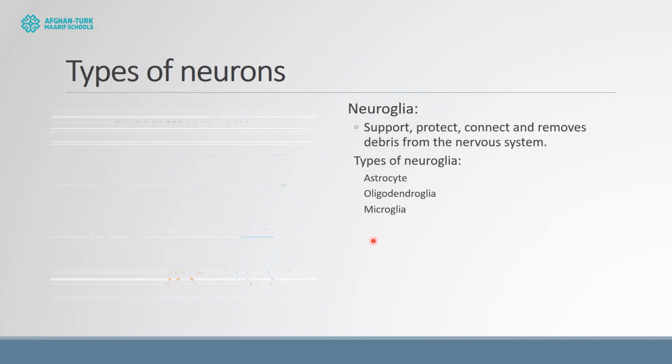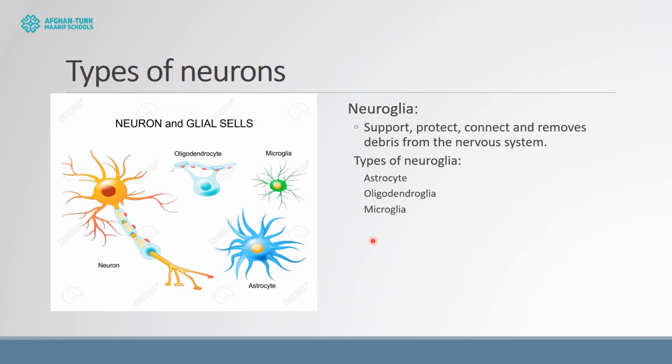We have another thing which is named neuroglia, and these serve our neurons by supporting, protecting, and also removing every waste from the nervous system. We have three types of neuroglia, which are astrocytes, oligodendroglia, and microglia. As you can see in the picture, these are the shapes of each neuroglia.